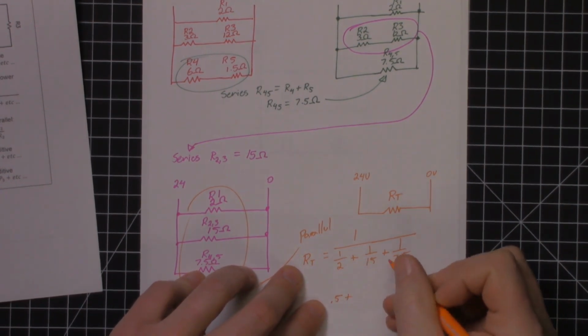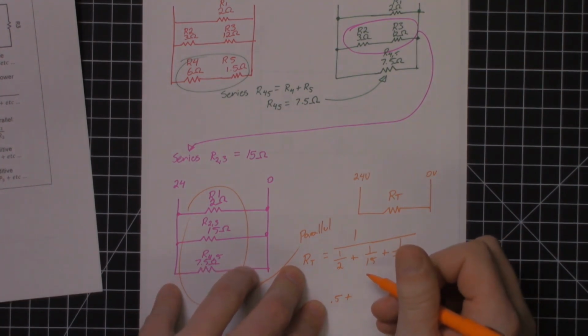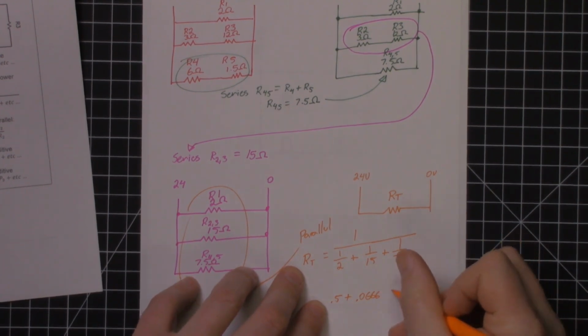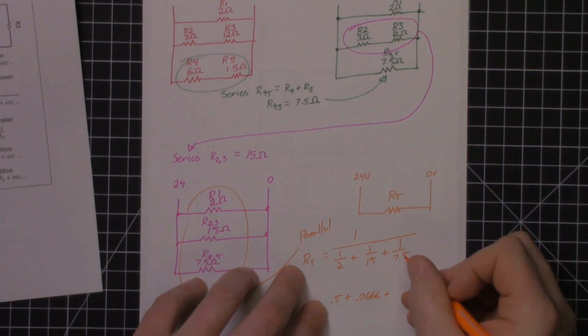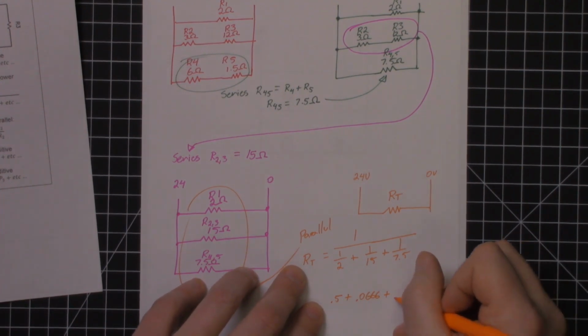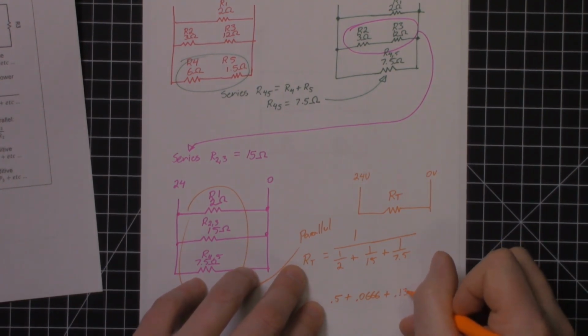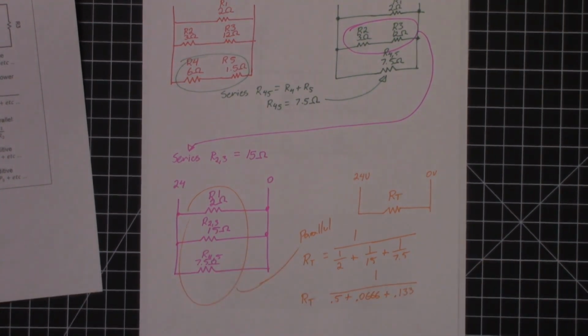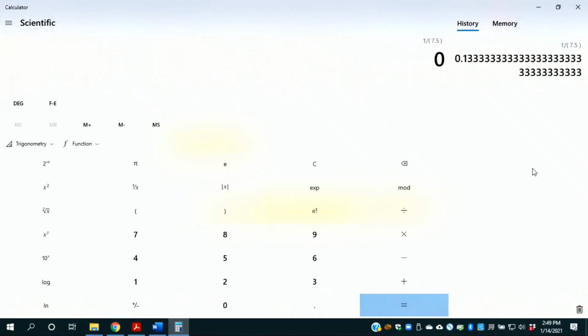0.5. The 1 divided by 15, the reciprocal of that was 0.066. And the reciprocal of 7.5, or 1 divided by 7.5, was 0.133. Okay, so I need to add all of those up and then figure out what that reciprocal value is. So back to our calculator here, and I can punch them in: 0.5 plus 0.0666 plus 0.133.